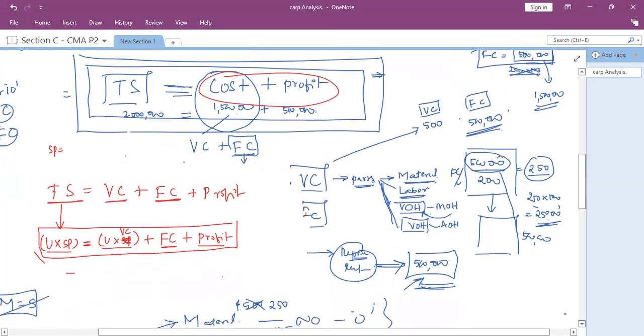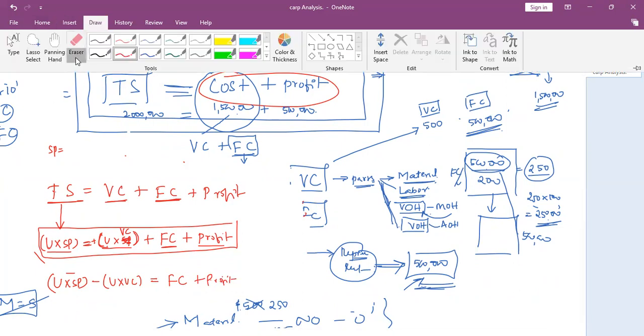Now, two homogeneous terms are there here, units and units. I want to bring one to the left side. Shall I write units into selling price? This entire bracket, if we bring it to this side, was already positive, so it becomes negative. Then fixed cost plus profit. Is it clear to everyone, this part? Or do you have any doubt? Ask me.